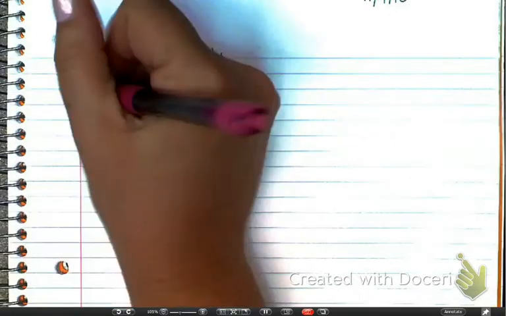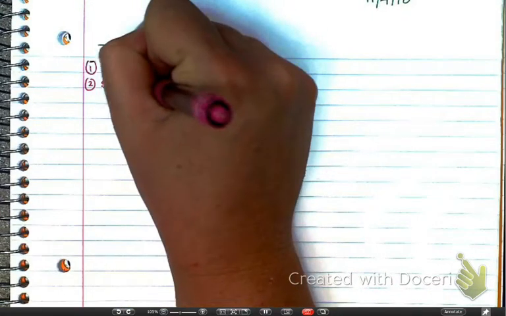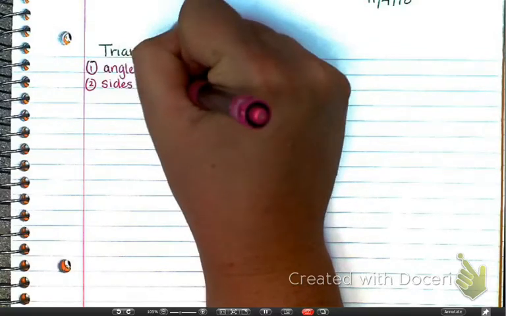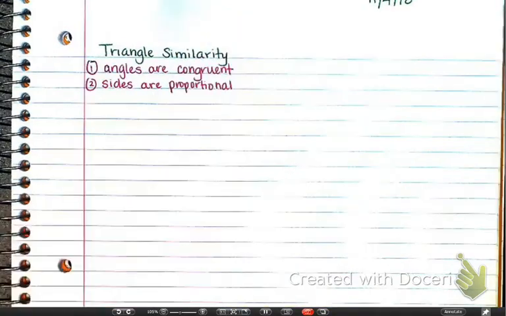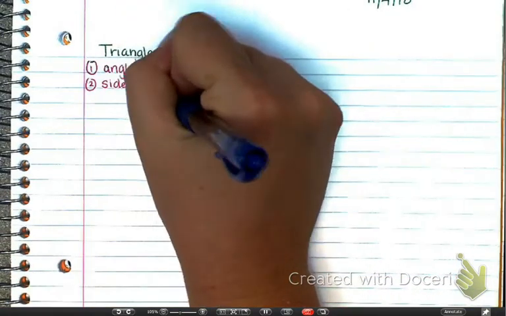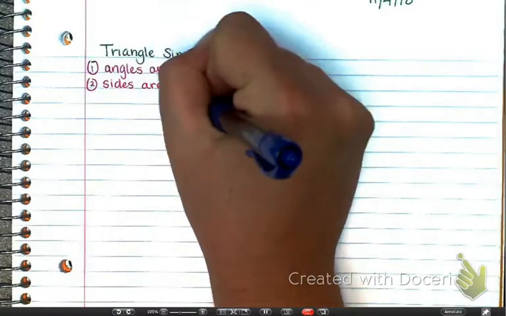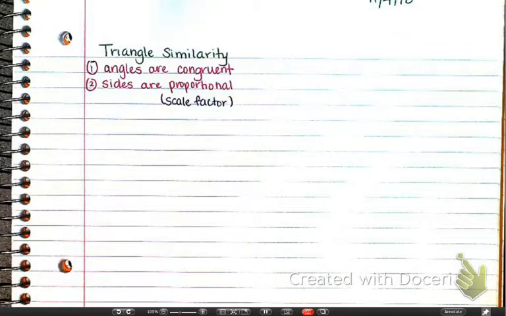And the second one is sides are proportional. Angles are congruent and sides are proportional. For sides to be proportional, that means we're looking at the scale factor. So if the sides have the same scale factor, we can prove that those triangles are similar.